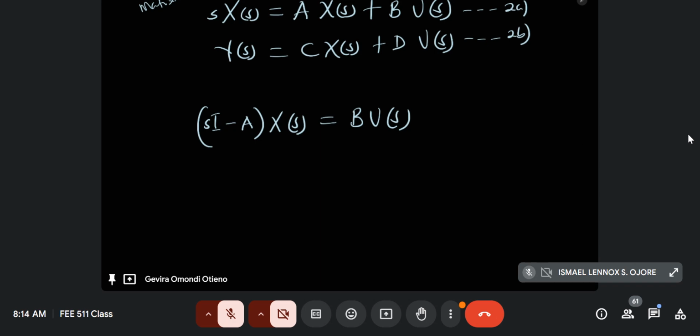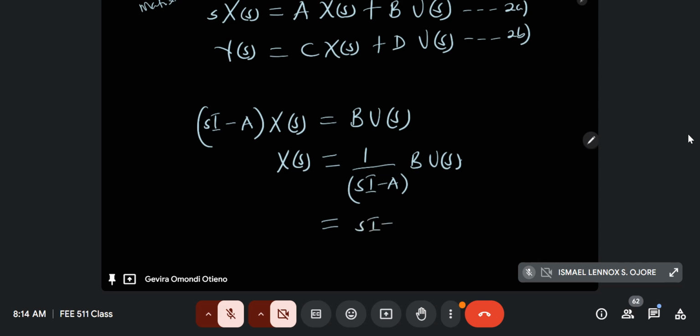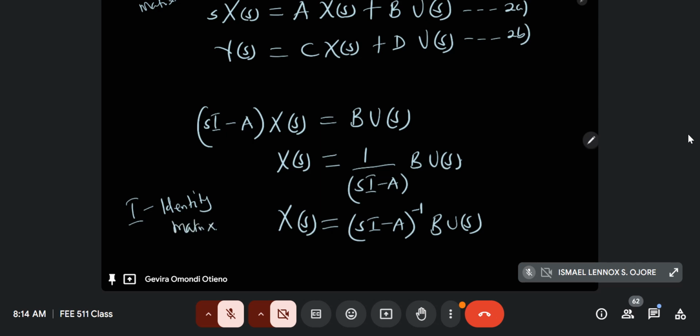Okay, so now if you make x of s the subject of the formula again, it would mean that I have 1 over sI minus A, B U of s. And this is what we refer to as sI minus A inverse, because we can get the inverse of a matrix, times B U of s, to be equal to x of s. Remember, I is your identity matrix. So now we have x of s.